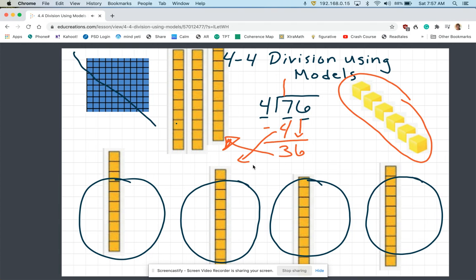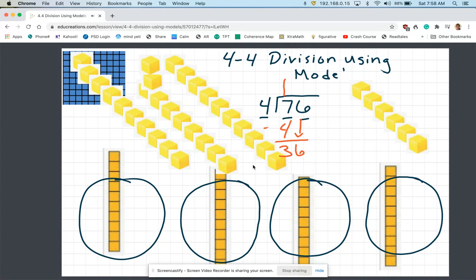So I've got my 3 and I've got my 6. Okay, now I'm going to be thinking how many groups of 4 can go into 36. I'm going to have to break up my rods into ones. So I'm going to need 10, 20, 30 ones. Okay, so there I exchanged everything. So I should have 30 and 6. Now I'm going to start passing out my 36. Really, though, I can be thinking, what times 4 is 36 in my brain?